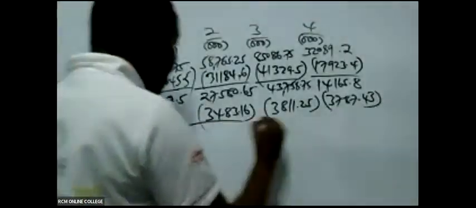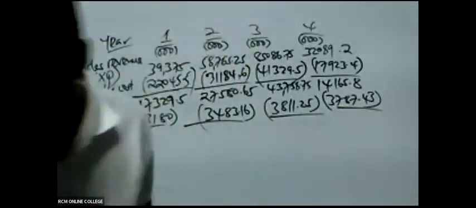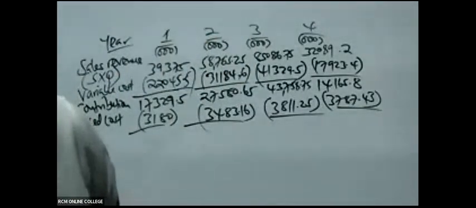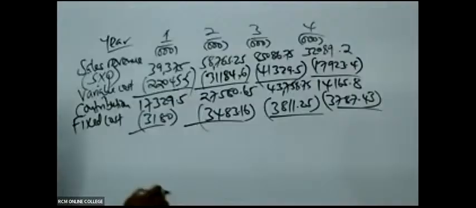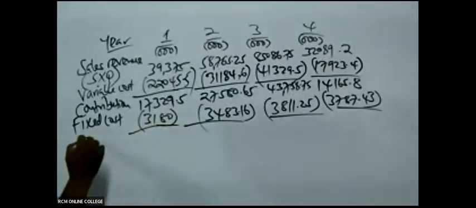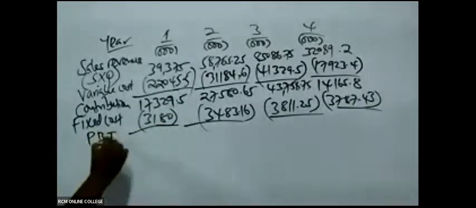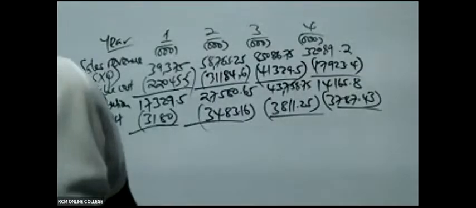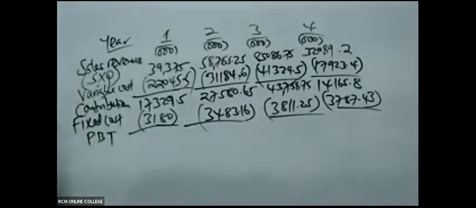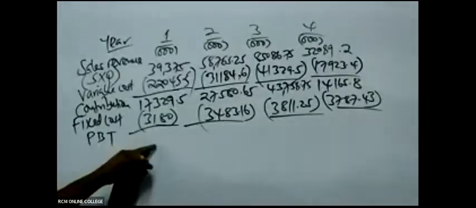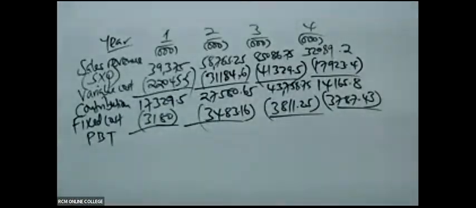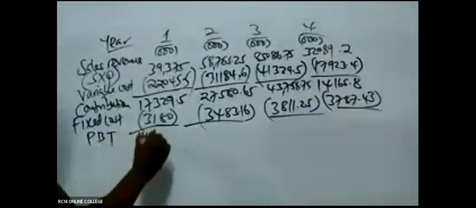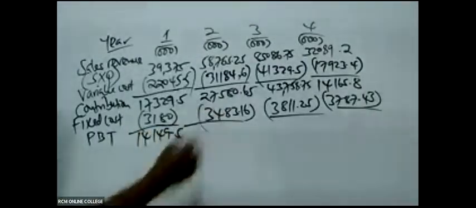Can you now minus, and we get what? Cash flow, not profit. Let's use profit before tax. So what are you getting for here? 14,149.5. Year 2.